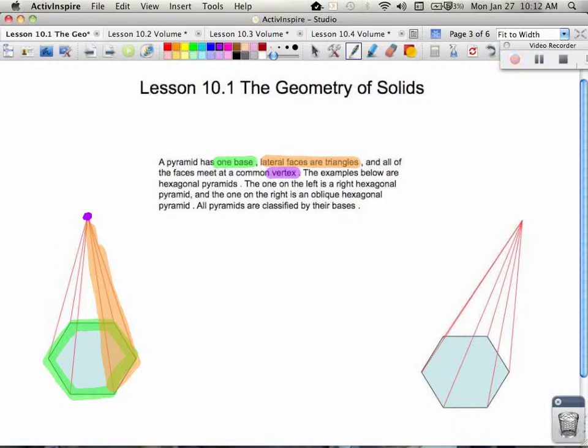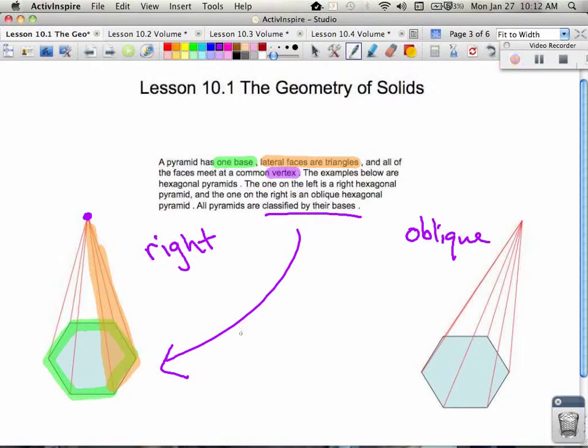And as in the previous slide, the figure on the left side of our page is called a right pyramid, and the one that's on the right-hand side of our page is called an oblique pyramid. All pyramids are classified by the base. So in this particular example right here, this is a hexagonal pyramid.